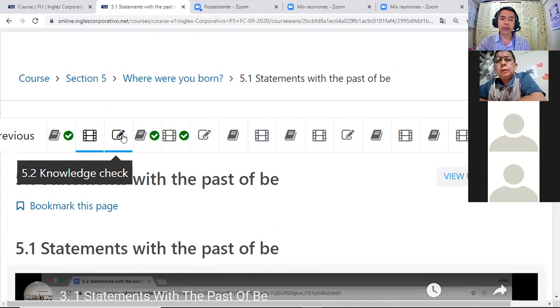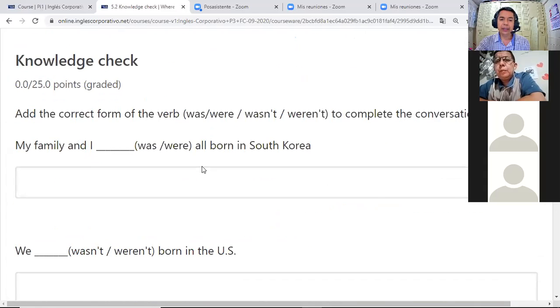Good. Now let's go to the knowledge check. Now, what you have to do is to learn when to use was and when to use were. Right? Remember the general rule. We use was with singular and you use were with plural. This is the general rule. The only exception is you, because you say you were, right?